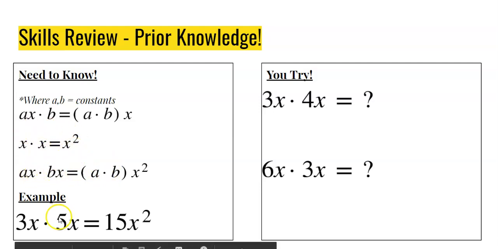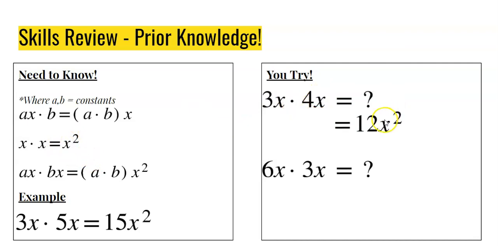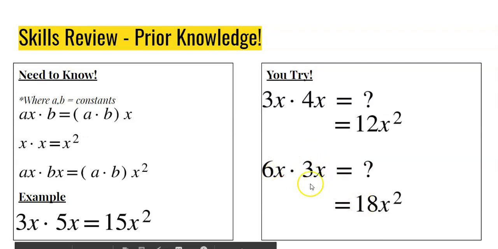So here's an example. 3x times 5x equals 15x squared. So you're going to do number by number, 3 times 5 is 15, variable by variable, it's going to give you x squared. So now you try, what is 3x times 4x? Same thing, number times number, so 3 times 4, and variable by variable, x squared. So this should give us 12x squared. So here's another example. 6x times 3, well, number by number, 6 times 3, and variable by variable, which should give us 18x squared. 6 times 3 is 18, x times x is x squared.